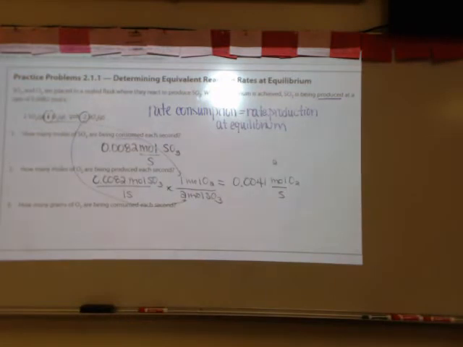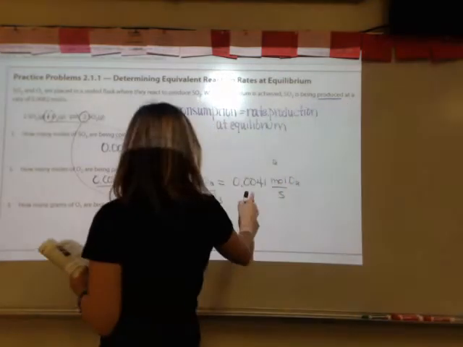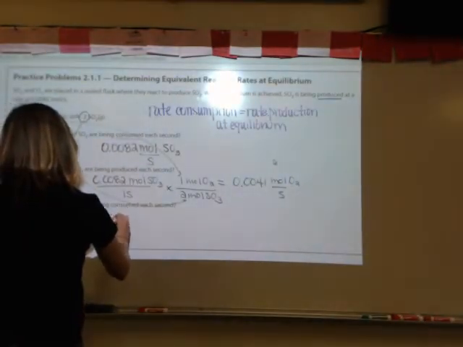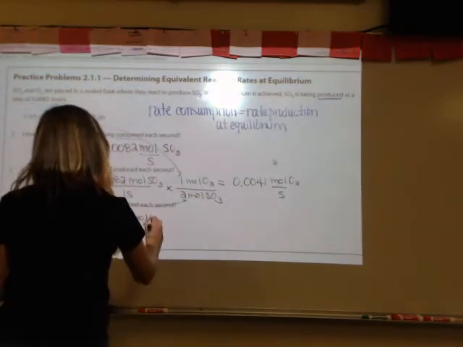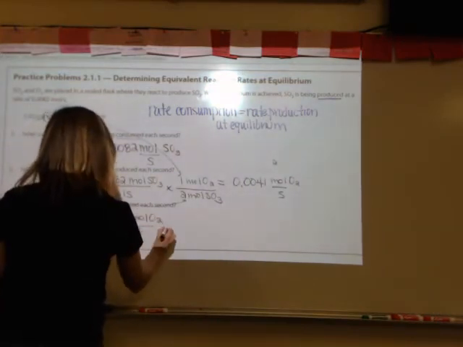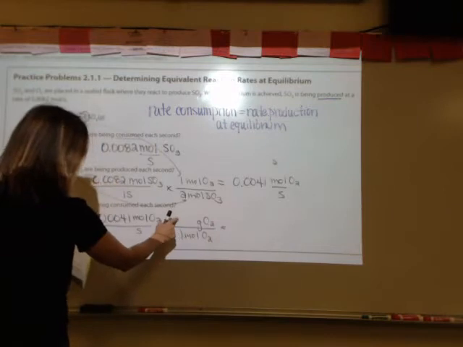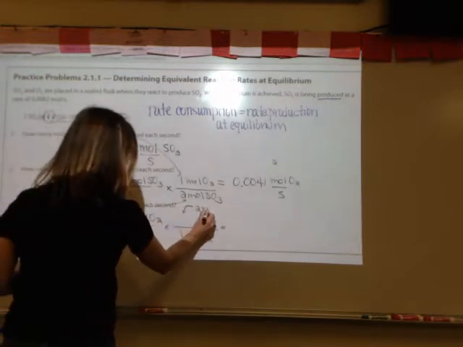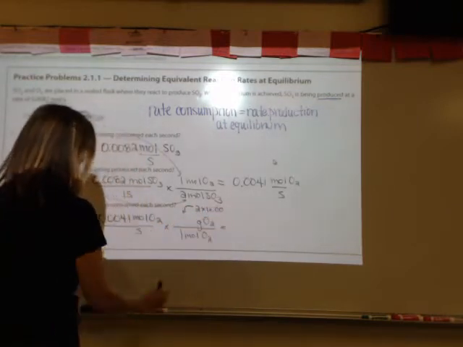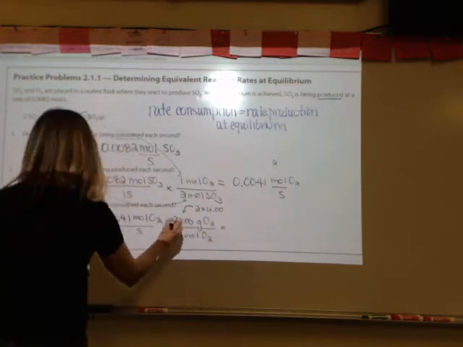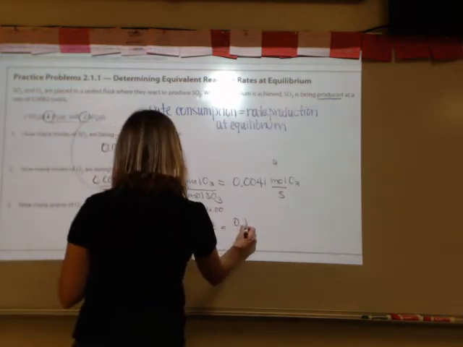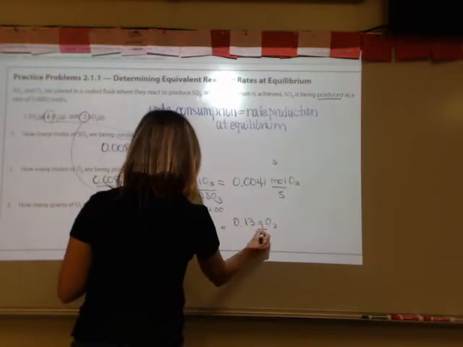Number 3 says, how many grams of O2 are consumed each second? Well, can't I convert moles to grams by using the molar mass? So we're going to take this value and I'm going to convert to grams. This number comes from the periodic table. Remember, oxygen has a molar mass of 16, so I need to multiply that by 2, and that's how I get 32. So I'm going to multiply these together. That'll give me 0.13 grams of O2 per second.